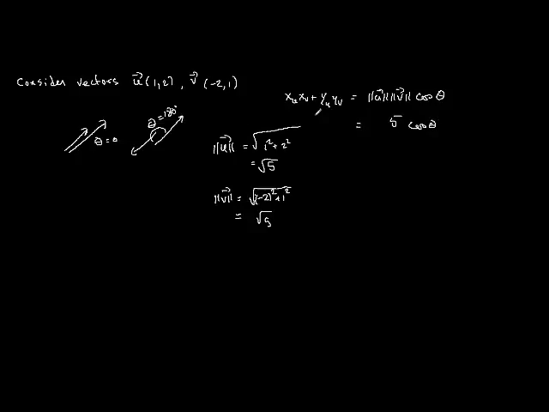Now let's find the scalar product using the algebraic method, and that's x of u times x of v. That's -2, so that's -2 plus 2 times 1 is 2, and that's 0. So we have 0 equals 5 times cosine of theta. Now if I divide both sides by 5, I get 0 equals cosine theta. And if I take the cos inverse on both sides, I get theta, and that theta is 90 degrees.